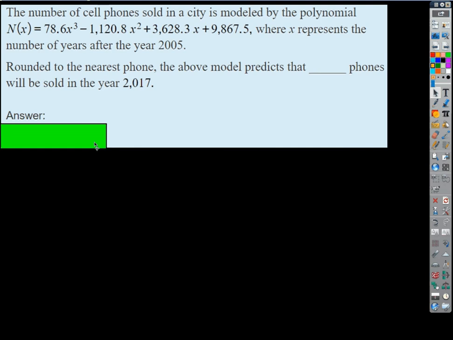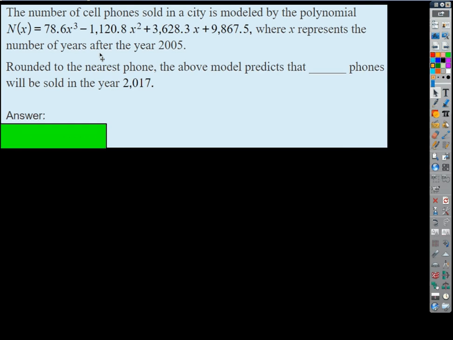The number of cell phones sold in a city is modeled by this function. N stands for number, right? What's X stand for in this case? How much? How many? You'd think it would, right? It looks like it's the year, right? It's the number of years after 2005. So here's the number of cell phones, where X represents the number of years after the year 2005.